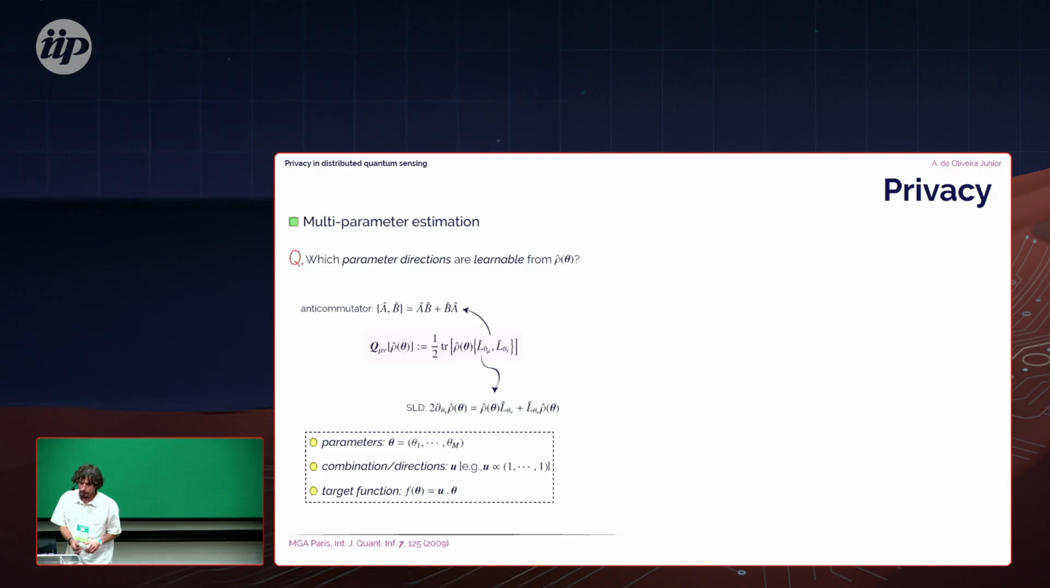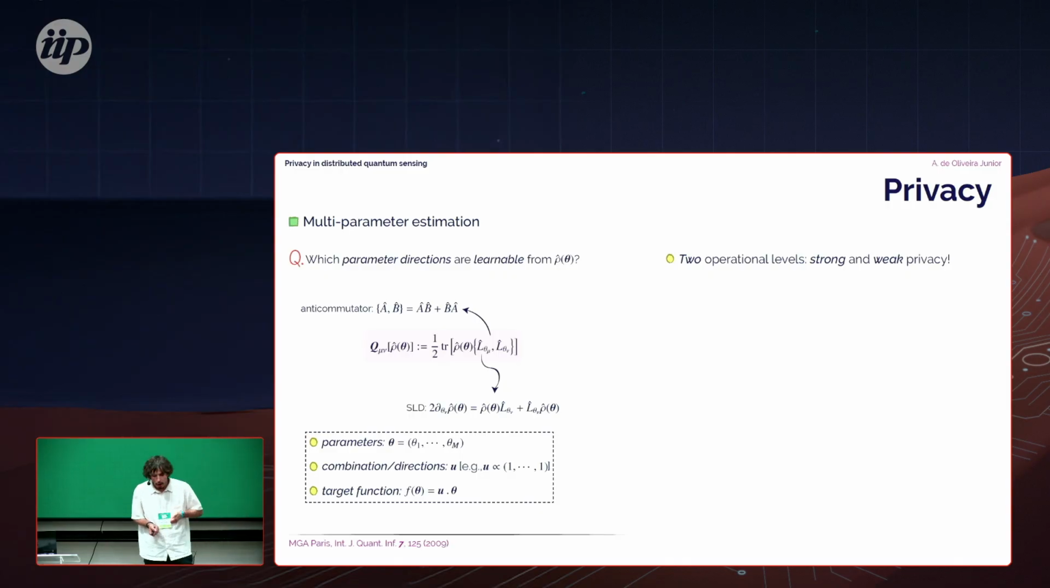Great. So since the eigenvalues of my quantum Fisher information matrix give us a bound on how well we can estimate possible combinations, my definition of privacy will also encode this property. And for this talk, I will present two operational levels of privacy: strong or complete privacy, which is precisely the case of the JZ state where you can only estimate the average phase and nothing else.